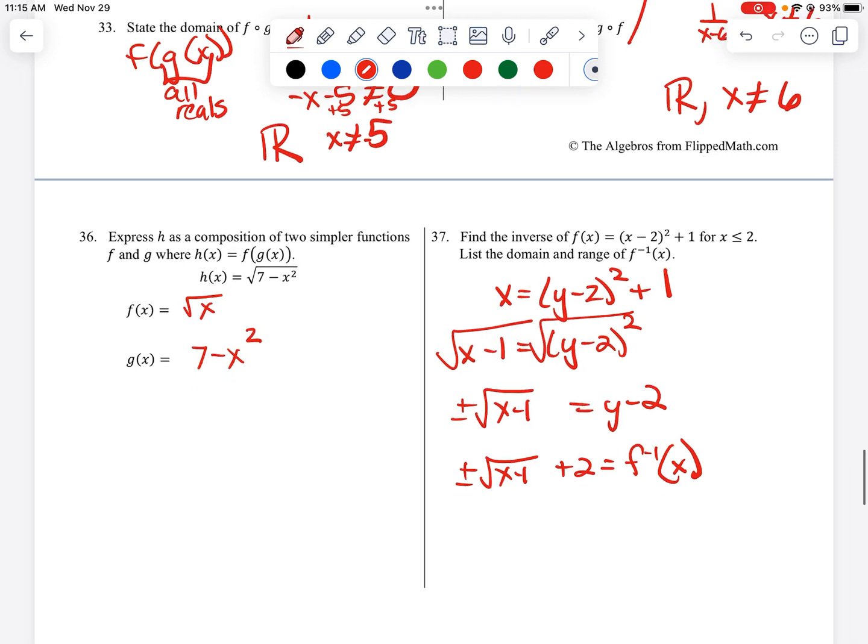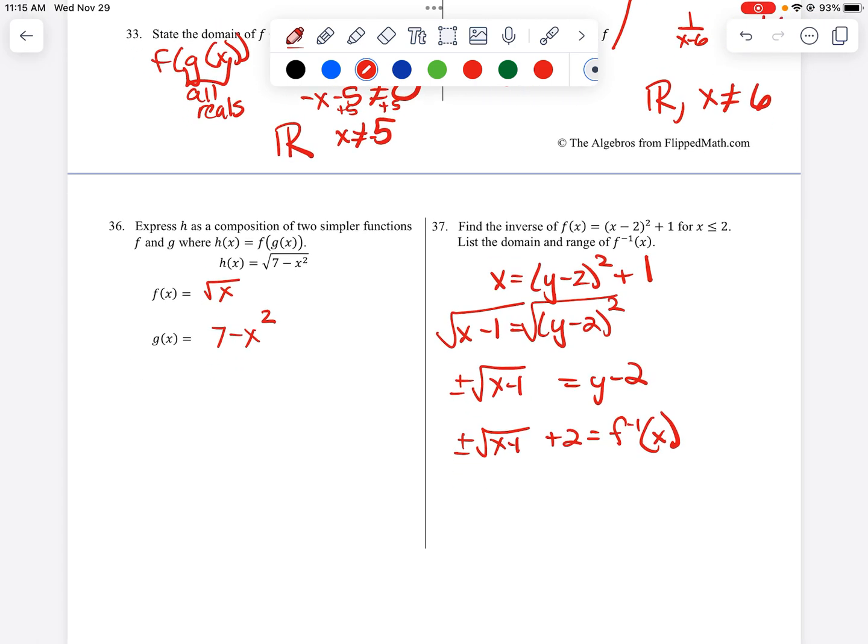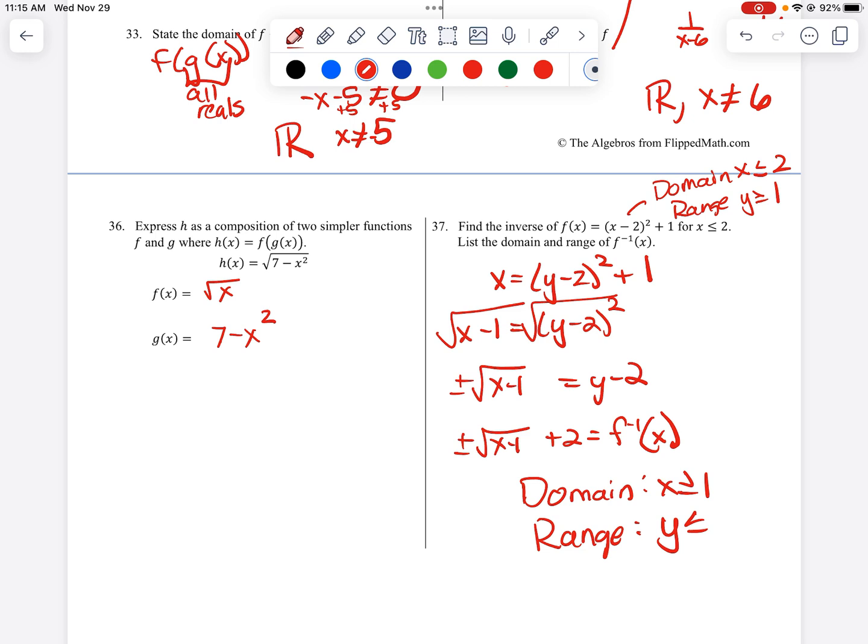Okay, and then it says find the domain and range of the inverse. So our initial one, what is our domain? Well, we said x has to be less than or equal to 2. And our range, well, it moved up 1, so y has to be greater than or equal to 1. So our domain of this inverse, remember they switch. So our domain would be x is greater than or equal to 1. And our range would be y is less than or equal to 2. And hold on, we just have to switch this since it was plus or minus. We're just going to stick with the negative side there.